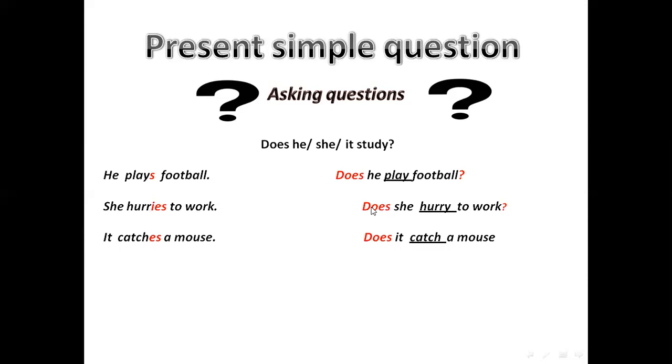Don't forget that, please. Some people say, "Is she hurry?" And some people say, "Is he play?" And some people say, "Is it catch?" You can't use is if you have a question like this. He plays football and he may ask you to make a question. You have to use does. You can't say is because is not in the main sentence.